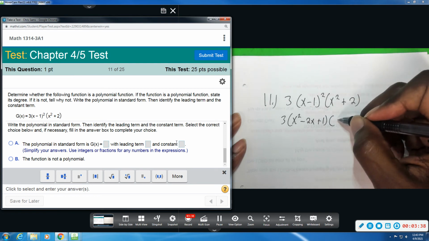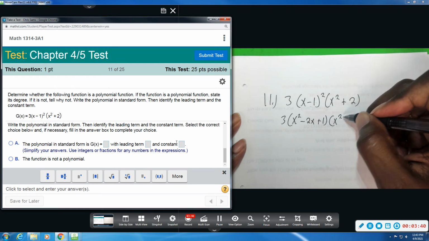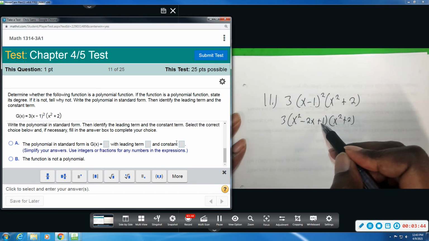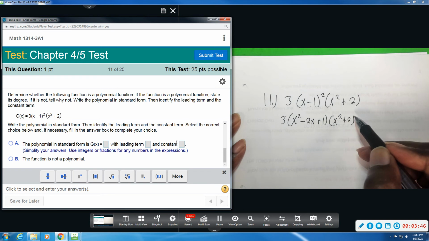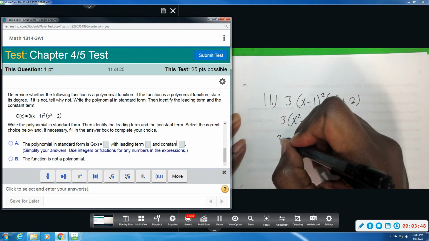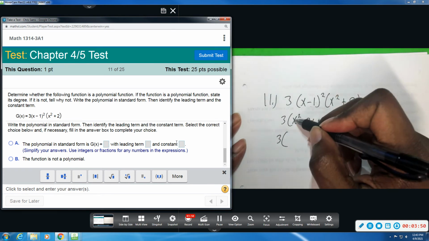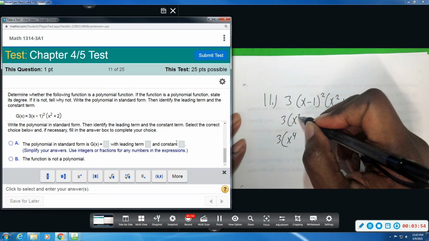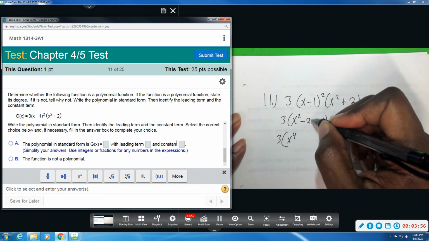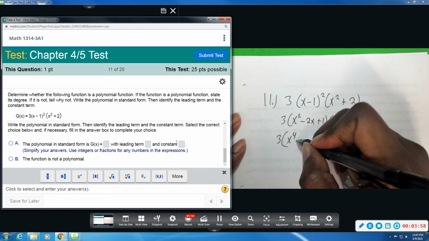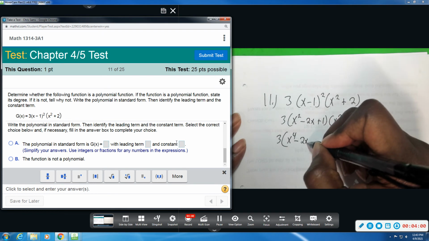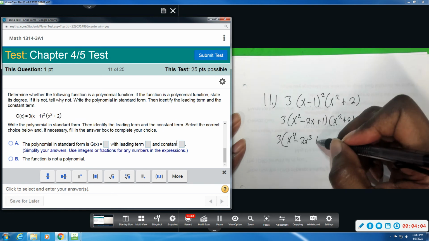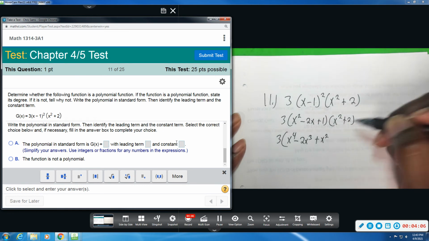All right, we're going to multiply that or FOIL that out with the x squared plus 2. So I'm going to multiply all of these times x squared and then all of these times 2, leaving the 3 on the outside. So x squared and x squared will give us x to the 4th, and then negative 2x times x squared will give us a negative 2x cubed, and then 1 times x squared will give us a positive x squared.